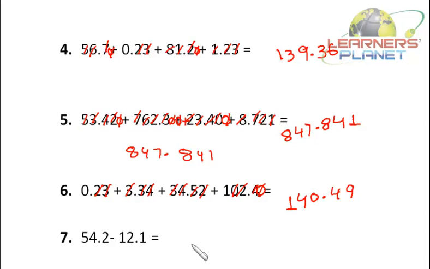Now let's begin with the subtraction. It's as simple as addition. It's 2 minus 1, 1. I put a decimal. 4 minus 2, I write 2. And then 5 minus 1, 4. So the answer is 42.1.